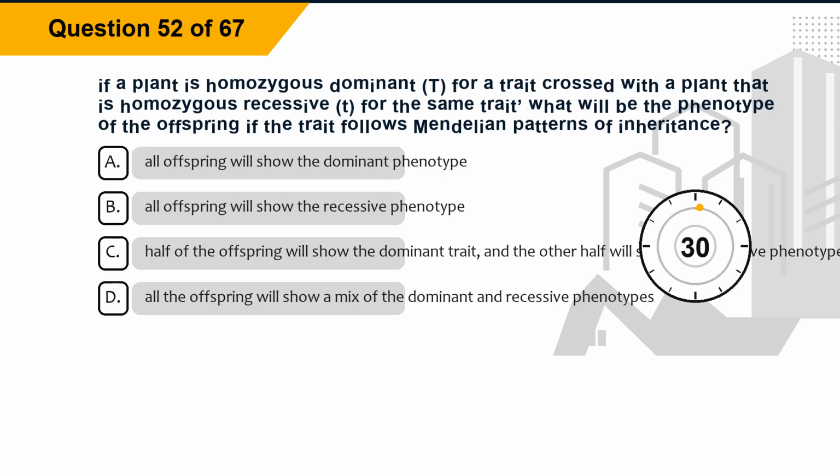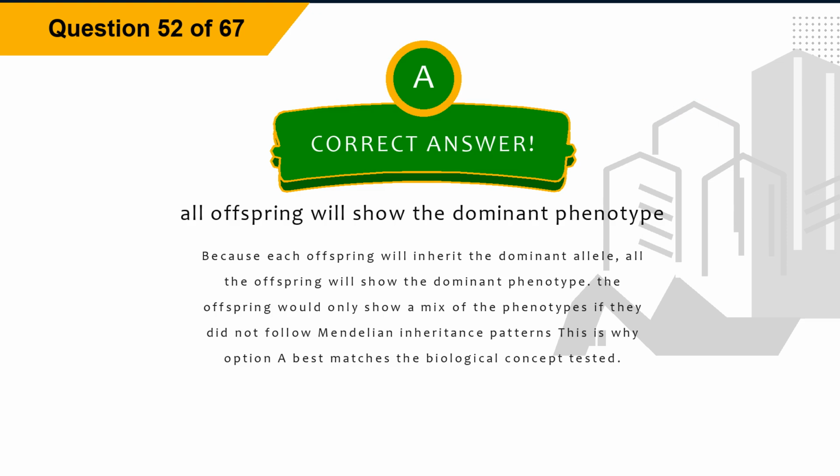Question 52. If a plant is homozygous dominant, TT, for a trait crossed with a plant that is homozygous recessive, tt, for the same trait, what will be the phenotype of the offspring if the trait follows Mendelian patterns of inheritance? Option A, all offspring will show the dominant phenotype. Option B, all offspring will show the recessive phenotype. Option C, half of the offspring will show the dominant trait, and the other half will show the recessive phenotype. Option D, all the offspring will show a mix of the dominant and recessive phenotypes. The correct answer is option A, all offspring will show the dominant phenotype.